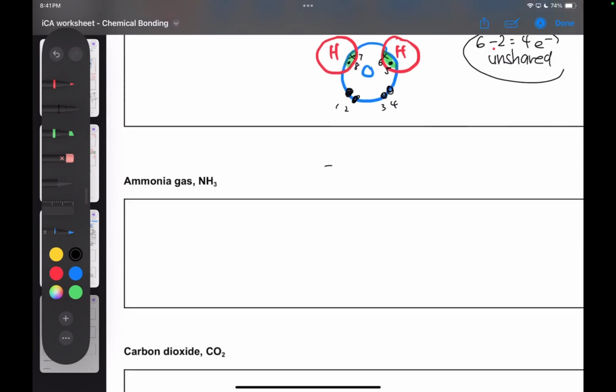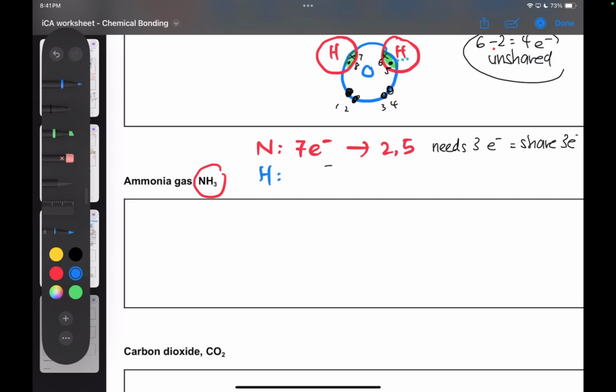All right, next one. Ammonia gas. Ammonia gas has a formula of NH3. Nitrogen has 7 electrons altogether. So the electronic configuration is 2, 5. That means it needs 3 more electrons to be stable. So it's willing to share 3 electrons. H, same thing, only 1 electron. So it needs to share 1. All right, so let's go.